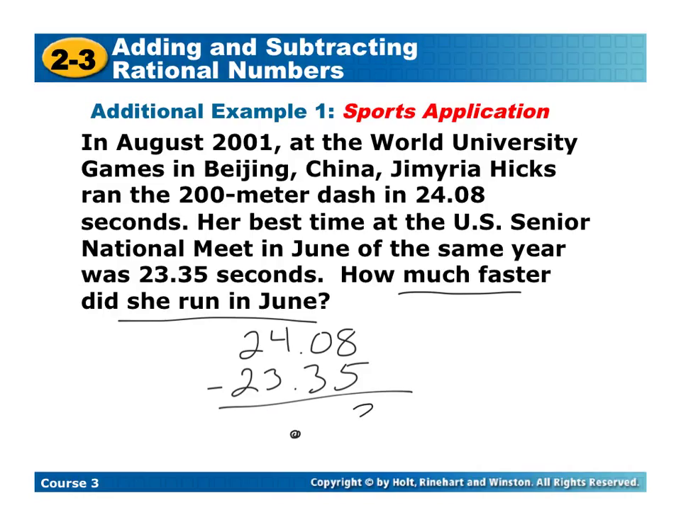8 minus 5 is 3. I can't take 3 from 0, so I'm going to cross off the 4, make it a 3, make this into a 10 because I'm going to borrow. 10 minus 3 is 7. 3 minus 3 is 0. 2 minus 2 is 0. So essentially she ran 0.73 seconds faster in June than she did at the World University Games in August.